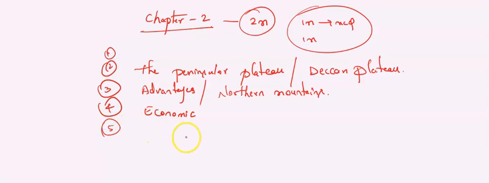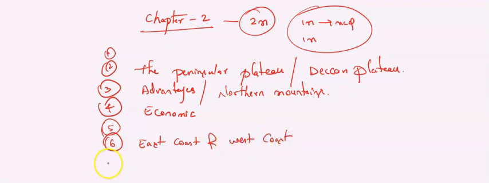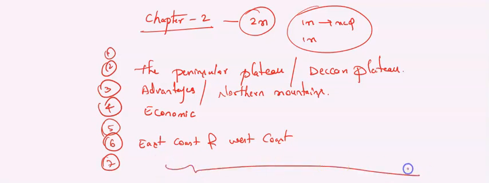What are the economic importance of the Northern Great Plain. Next question. Mention any four economic importance of coastal plains of India. Next question. Differentiate between East Coast and West Coast. Next, differentiate between Western Ghats and Eastern Ghats. That is the end of this chapter.